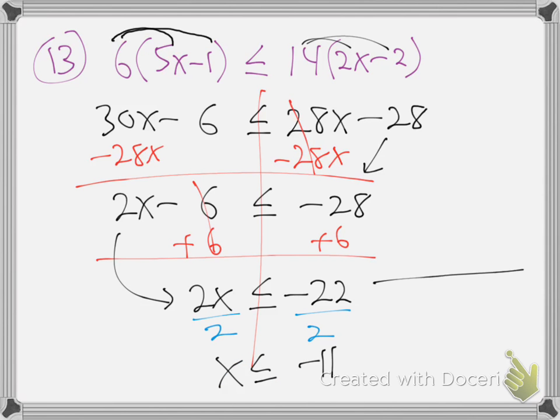Then we go to the number line, put minus 11 in the center, solid dot, because we have a solid bar. And which side is x on? The left, because x is less. It's on the left, so the shading goes to the left.